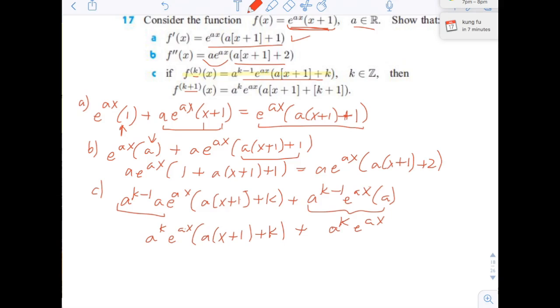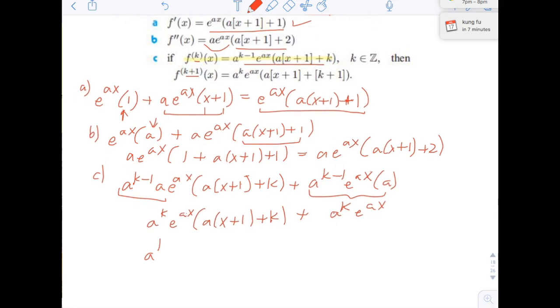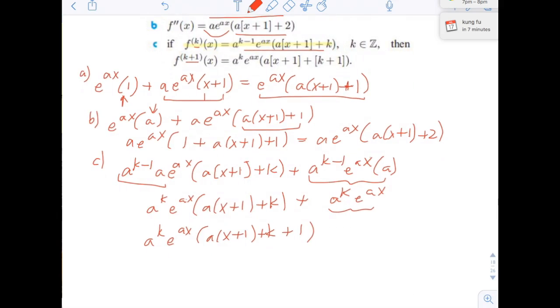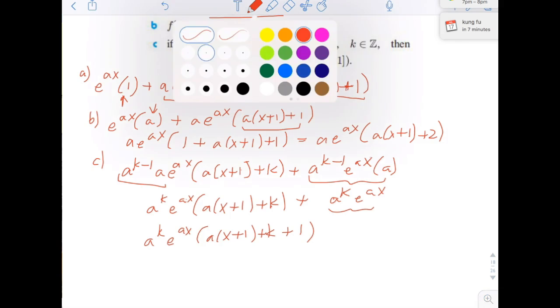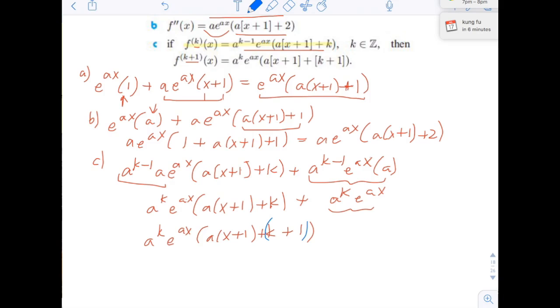Now we can factor a to the k e to the ax out of everything, and then we end up with a e to the ax plus 1 plus k plus 1. There's a 1 remaining from this. And now we could just group the k plus 1, and then we have exactly what we wanted to have. Okay, so this is kind of like the algebraic manipulation that would be required for a math induction proof, but it's not exactly a math induction proof.